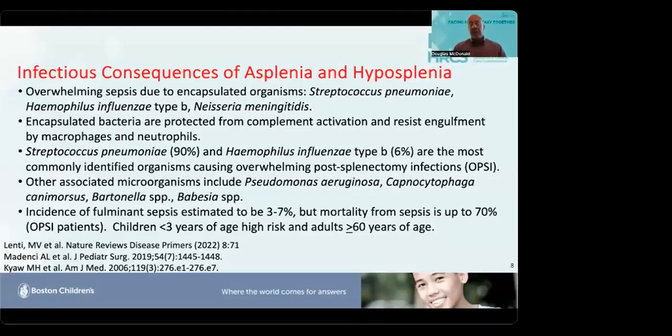Haemophilus influenza type B is the next most common infection. But other microorganisms can be problematic, including Pseudomonas, Capnocytophaga, Bartonella, and Babesia. Although the incidence of fulminant sepsis is fairly low at 3 to 7%, the mortality from sepsis is up to 70%. So very significant, very concerning. And the risk of sepsis is highest in young children under 3 years of age, as well as older adults over 60 years of age.